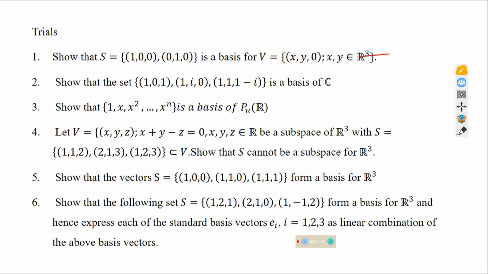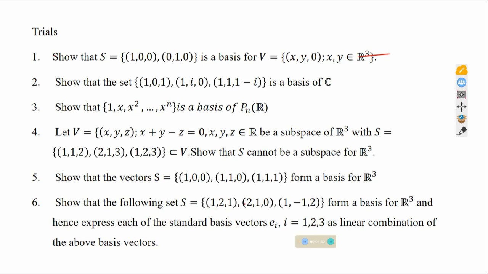So the number of elements, we have 1, 2, 3. So we shall be saying that the dimension of this vector space R3 will be 3, because there are 3 elements in the basis for this vector space. So the number of elements, 1, 2, 3, will give us the dimension of the vector space.